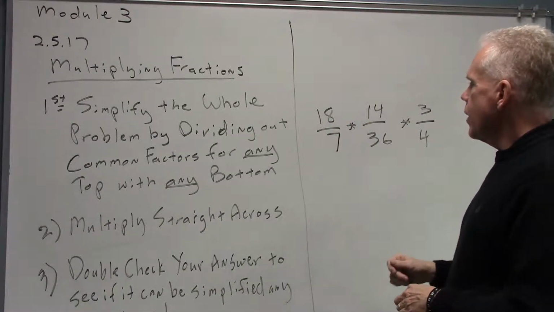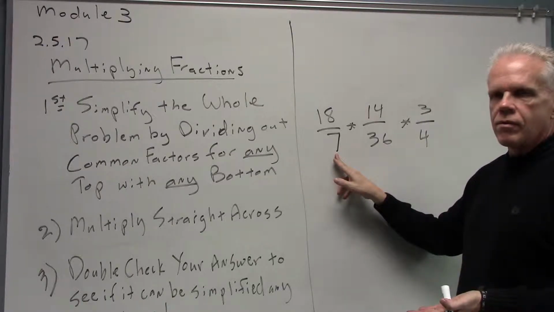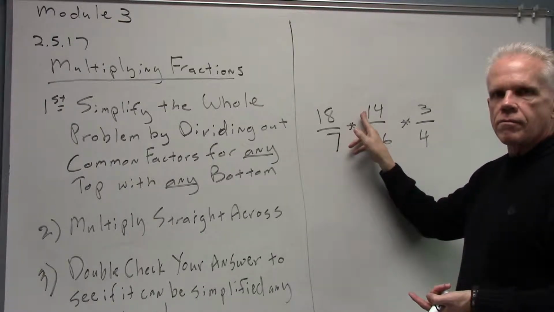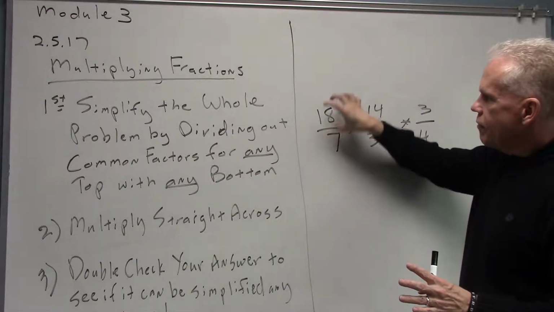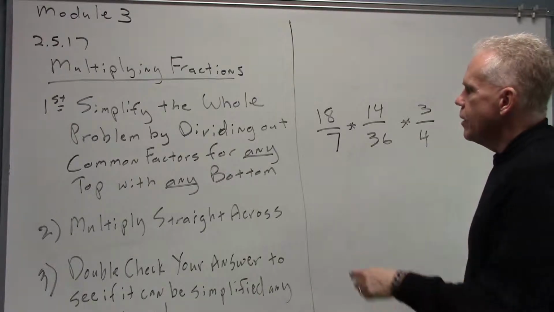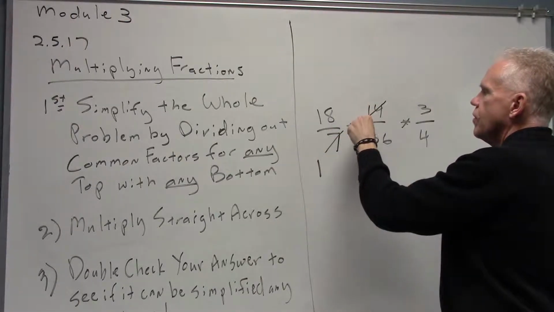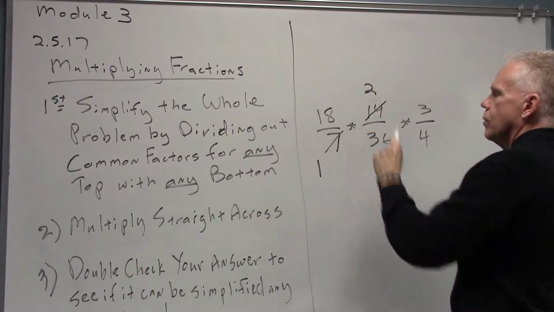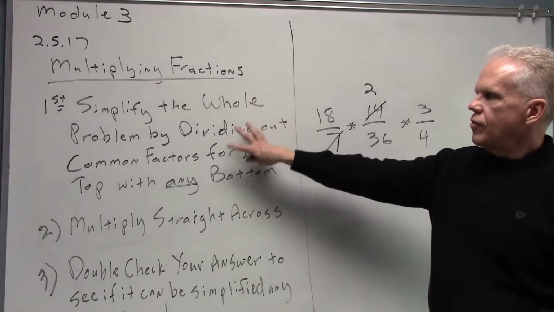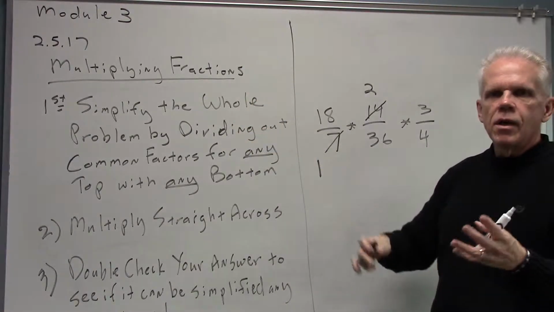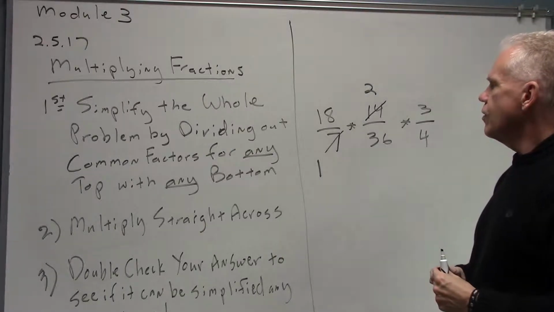Well, right away I recognize that 7 will go into itself, 7 will go into 7, and 7 will also go into 14. So I'm going to simplify right here, just like if they were right on top of each other. I'm going to divide 7 by 7 and make that a 1, divide 14 by 7 and make that a 2. So I've made the problem simpler. I'm talking about simplifying the whole problem. My numbers are a little smaller. I'm going to keep looking for things that I could simplify.